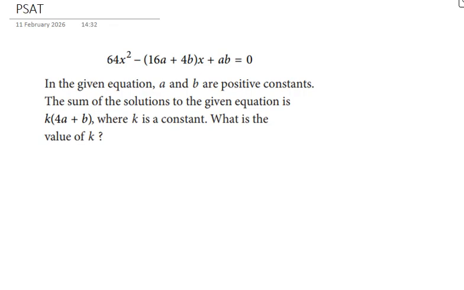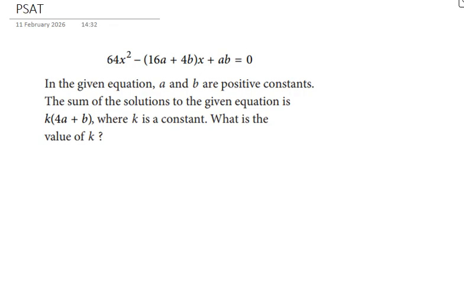So today I am going to solve the given quadratic equation problem. First I'll read the question very carefully. The question says 64x² minus (16a plus 4b) into x plus ab is equal to 0. In the given equation, a and b are positive constants and the sum of the solutions to the given equation is k into (4a plus b), where k is a constant. What is the value of k?